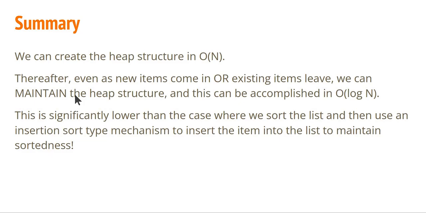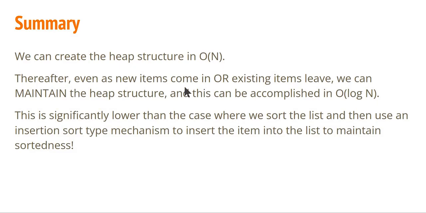For example, in a min heap, all the parent nodes must be less than or equal to all the children nodes. I mean, the values at those nodes must be less than or equal to the values at the children nodes. We went on to see how heaps help us to solve these priority queue problems in dynamic structures really efficiently. So basically, as we saw, we can create a heap structure in order of n, which is better than sorting, which was at least n log n.